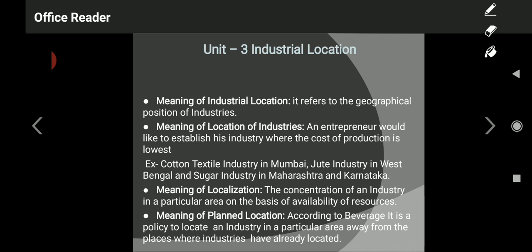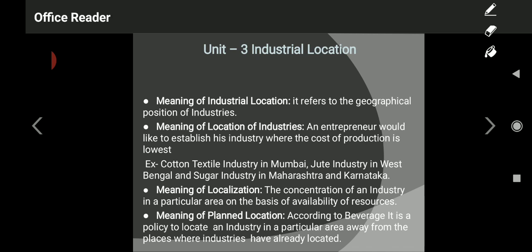Like that, take the example of the sugar industry. If you want to start a sugar industry, the Maharashtra and Karnataka states are suitable locations for establishing the industry. In these areas, sugar cane is growing in huge quantity. Per acre yield of sugar cane is very high in Karnataka and Maharashtra compared to other states. You know why? Sugar cane is the basic raw material for sugar industries. So because of that, Maharashtra and Karnataka are suitable locations. This is what location of industries means.